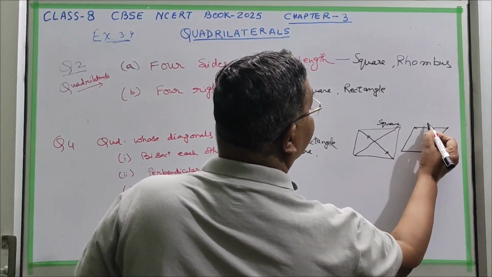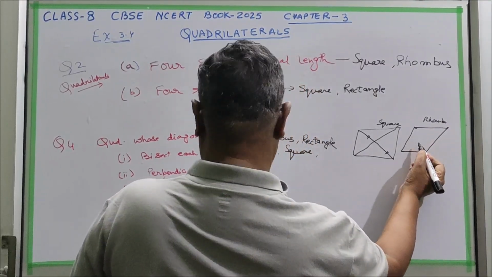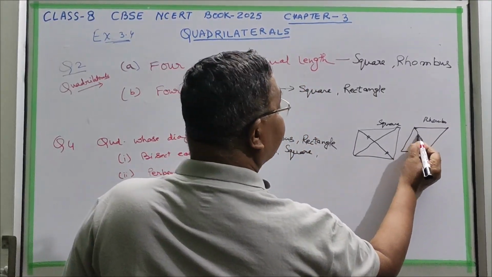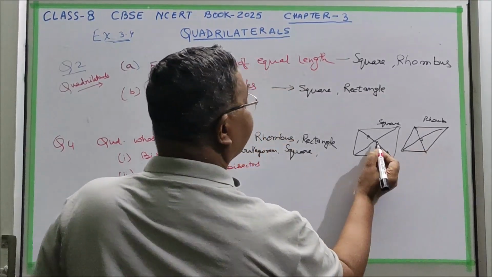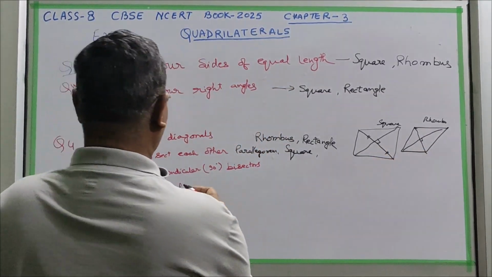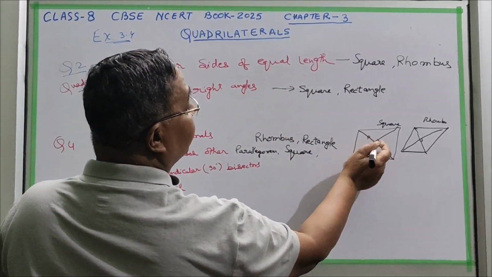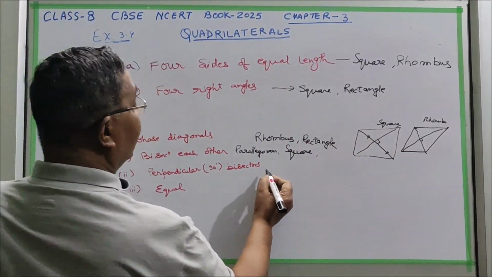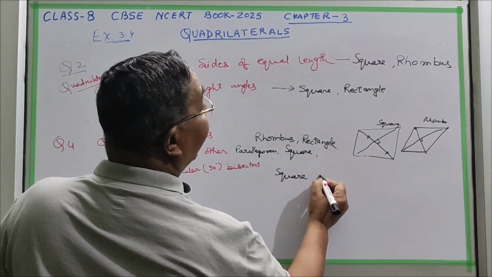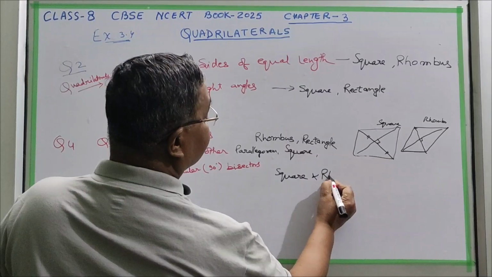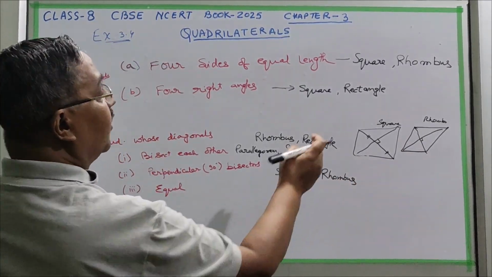This is your rhombus. In rhombus also it makes a 90 degree angle here, and here also it makes a 90 degree angle. So perpendicular bisect means this line cuts the other line and makes an angle of 90 degrees. This is possible in square and rhombus. Okay.